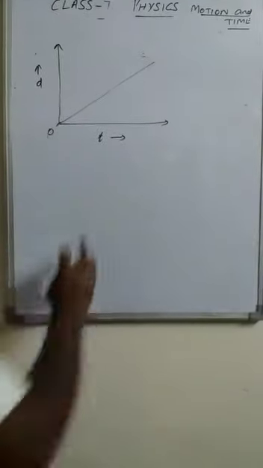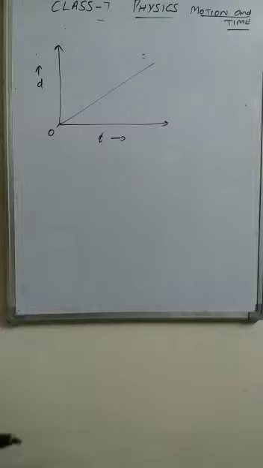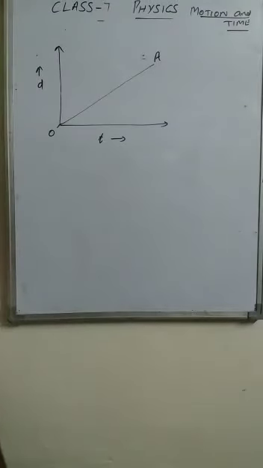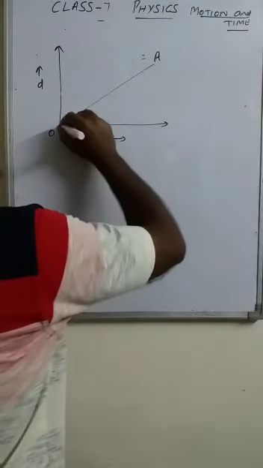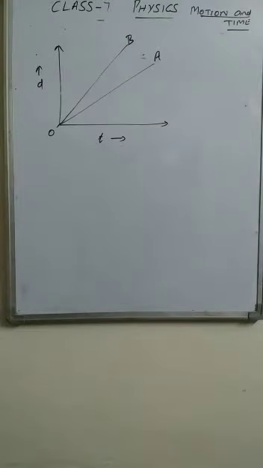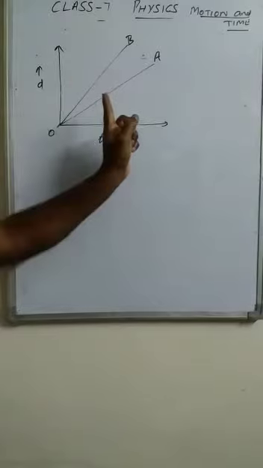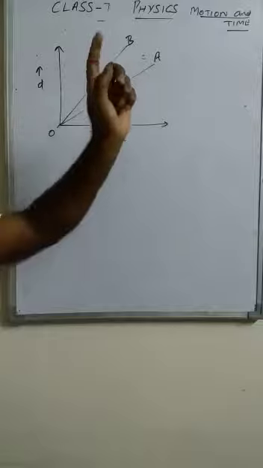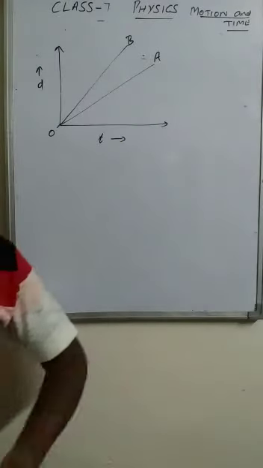Suppose this is the representation of motion of a car. Suppose it is the graph for car A, and we plot the distance time graph for another car. That car is also in uniform motion. This is another car B. Now you see, both the cars started their motion from the same point, but their speed is different.